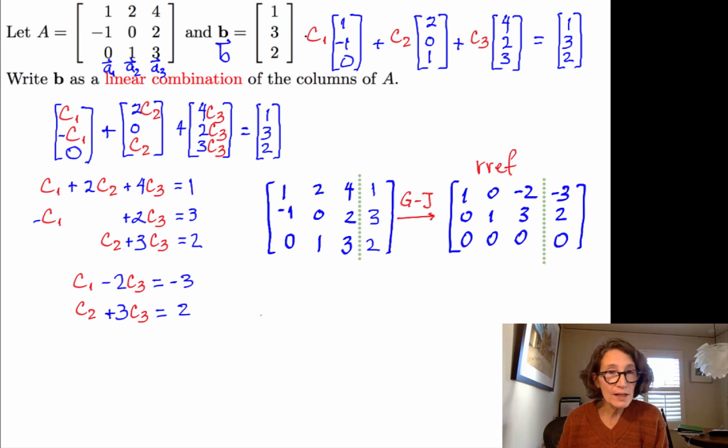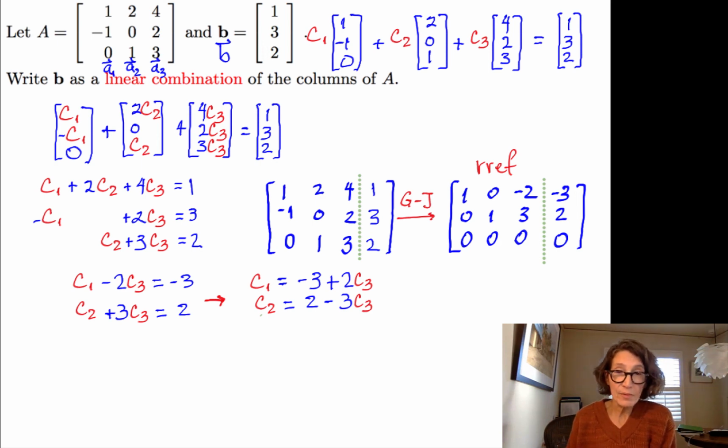So these two equations, I can solve each one for one of the unknowns. The first one I solve for C1, and C1 is negative 3 plus 2C3. And I solve the second one for C2. I get C2 is 2 minus 3C3. Now this means that I have a free variable. I can introduce a parameter. But I just need one solution to this system. Okay, I don't need all of them. I have infinitely many, but I just need one.